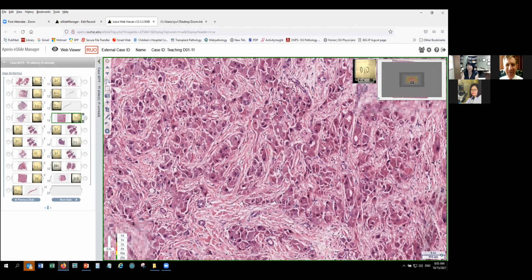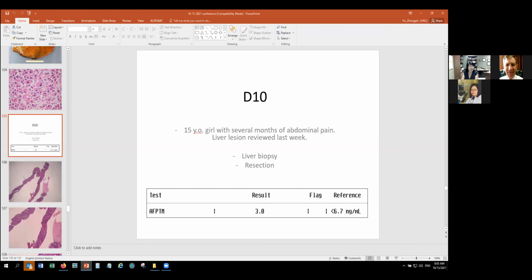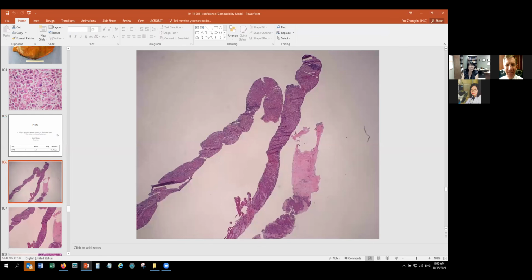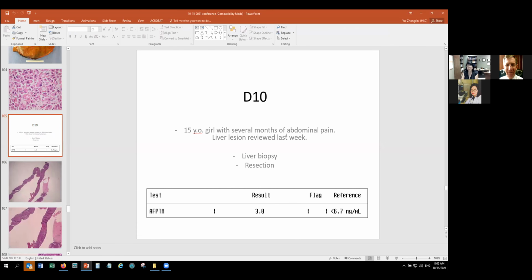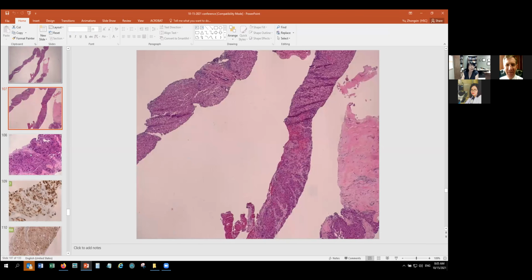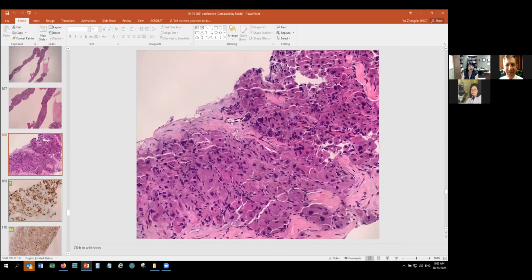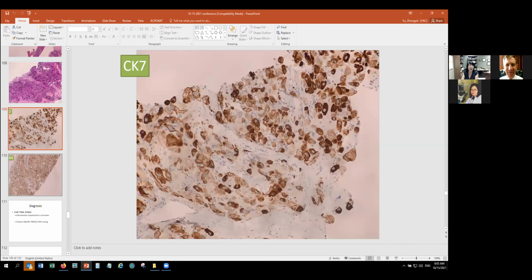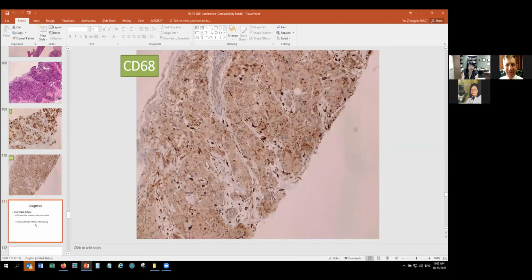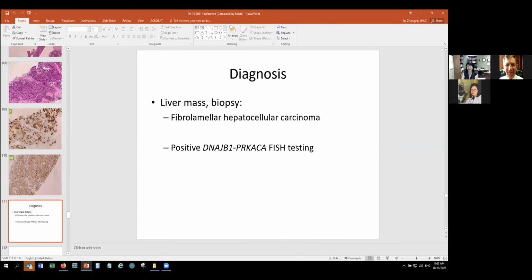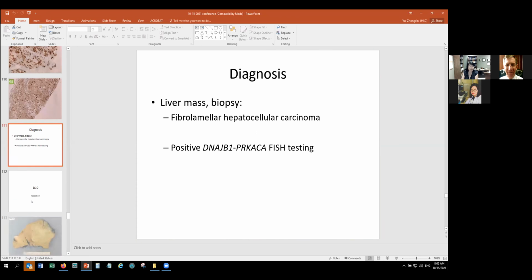The problem is when you do a biopsy, sometimes you really need more workup. So that's D10. Also, it's a 15-year-old with a normal AFP. That's a biopsy. Also looks like large cells, CK7 positive, CD68 positive. We also did gene FISH. It's also positive for that.